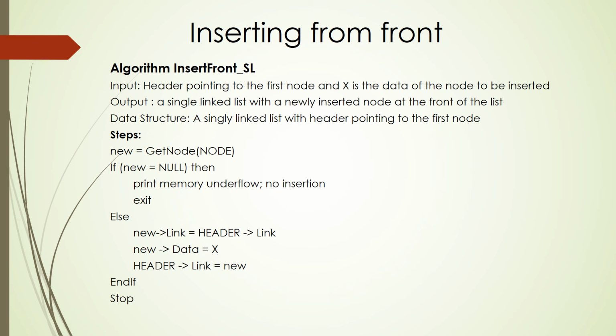So if new is having a null value, that means you couldn't find a memory space sufficient for making a new node of the existing linked list. Then you will say, we are really sorry, we couldn't find the space, and you will exit from the algorithm. Okay, or you will exit from the process.